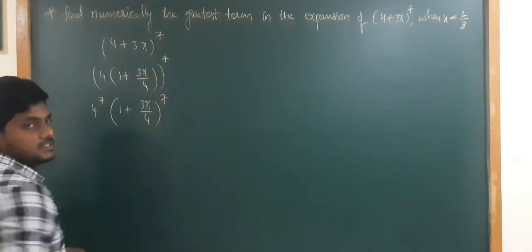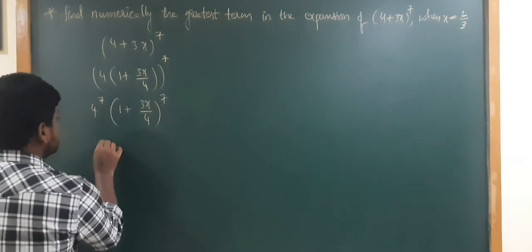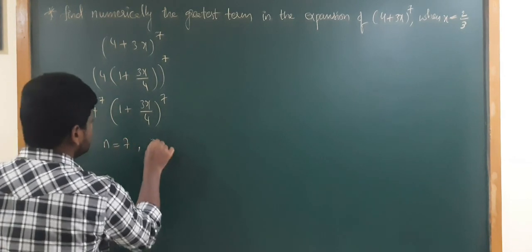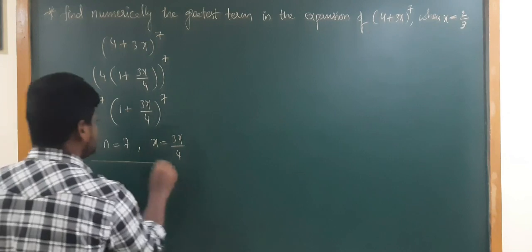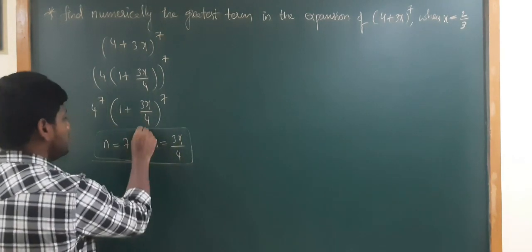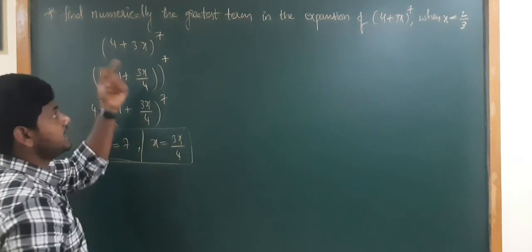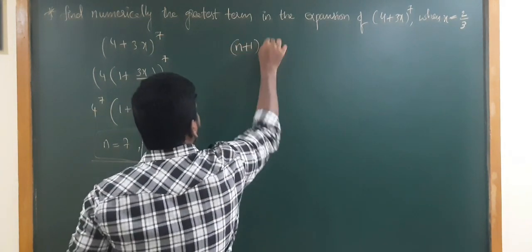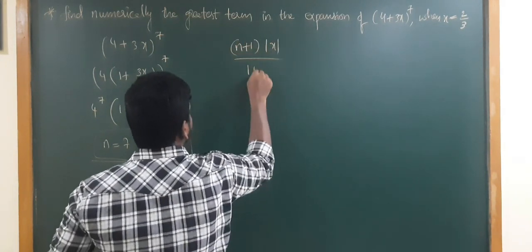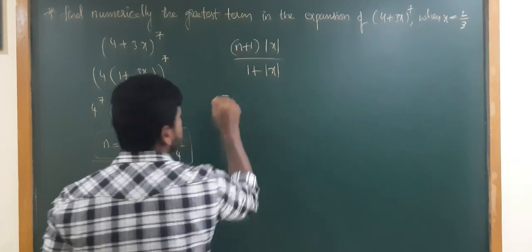Now from this, what is the n value? n is equal to 7. What is the x value? x is equal to 3x by 4. See, by using these two values, we will find the greatest term in that expansion. For that, the formula is (n + 1) into mod x by (1 + mod x).